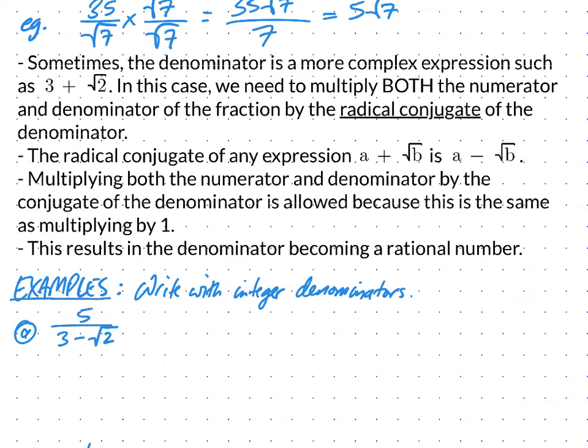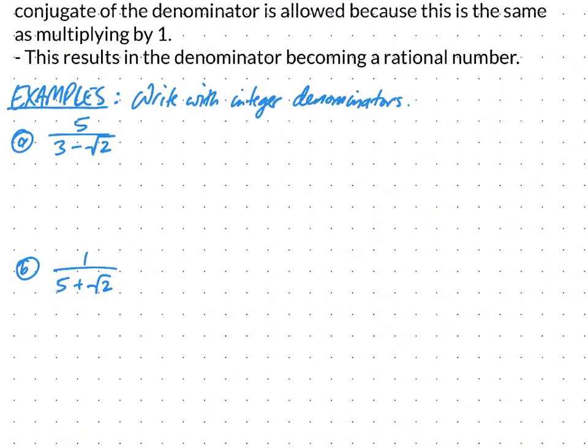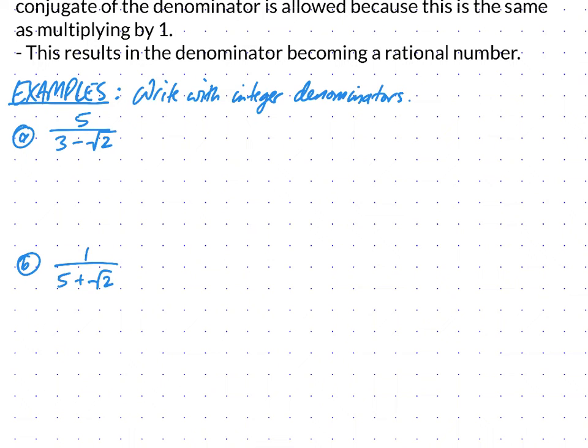Multiplying both the numerator and denominator by the conjugate of the denominator is allowed because this is the same as multiplying by 1. And the reason we do it is because it actually gets rid of the radicals. This results in the denominator becoming a rational number, which is what is accepted in maths. So we've got a couple of examples here with integer denominators.